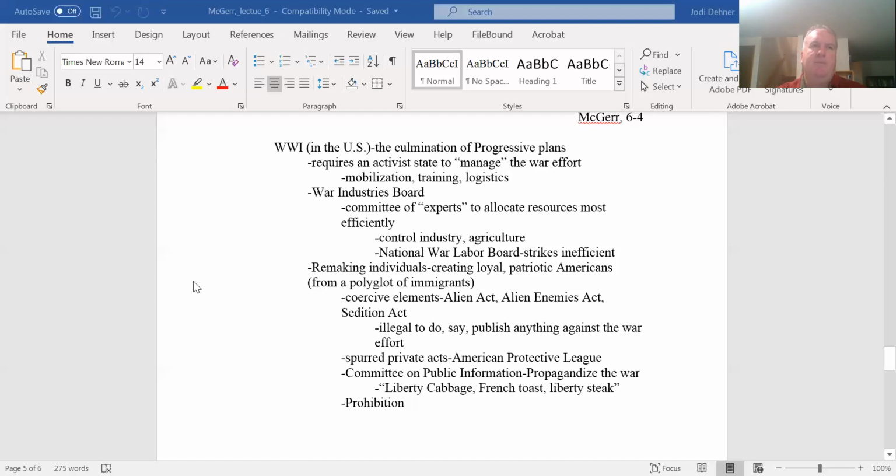All these things are about maximizing U.S. effort to prepare for the war. And so in that sense, you can see things like prohibition, right? It is inefficient to use grains to produce liquor or beer, right? So that should be turned into bread to feed our hungry soldiers and allies. So you can see how other progressive goals like prohibition get mixed into this as kind of a war effort.